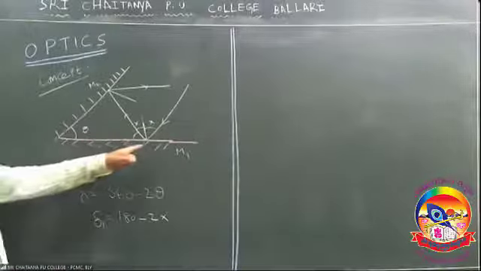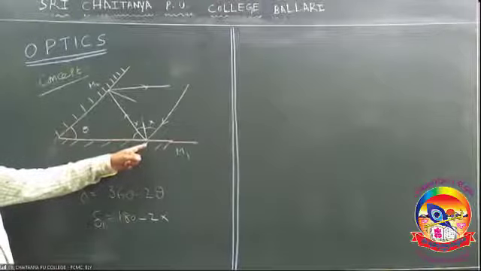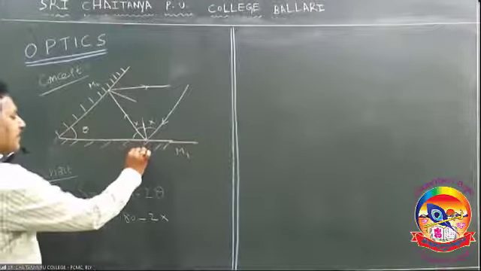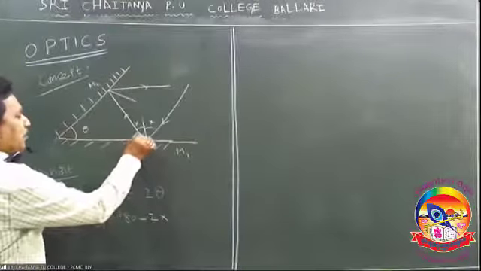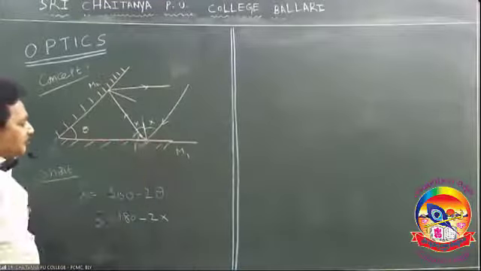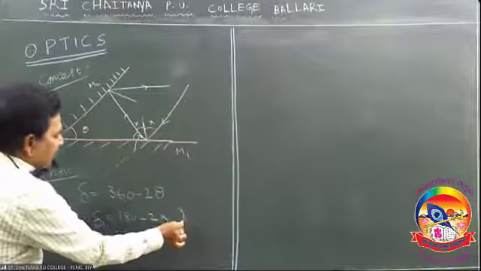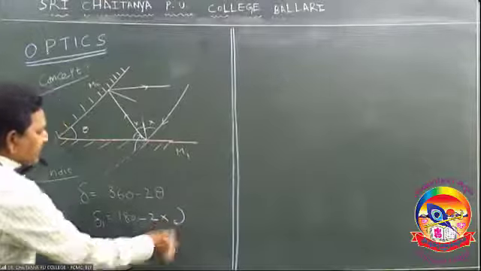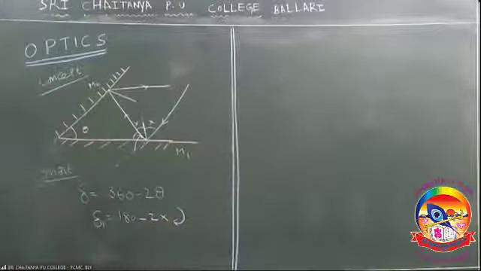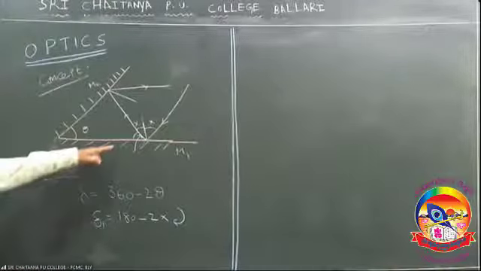So here I calculated the deviation. What is the sign convention? From the actual path to the reflected ray. It is in what direction? Clockwise direction. This is the deviation at the first mirror.